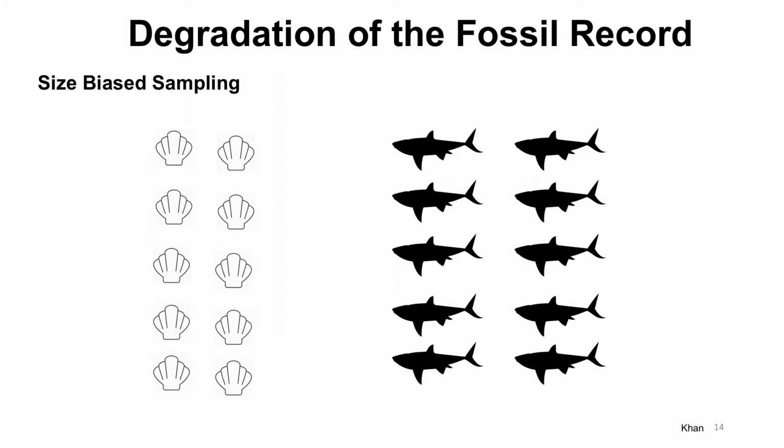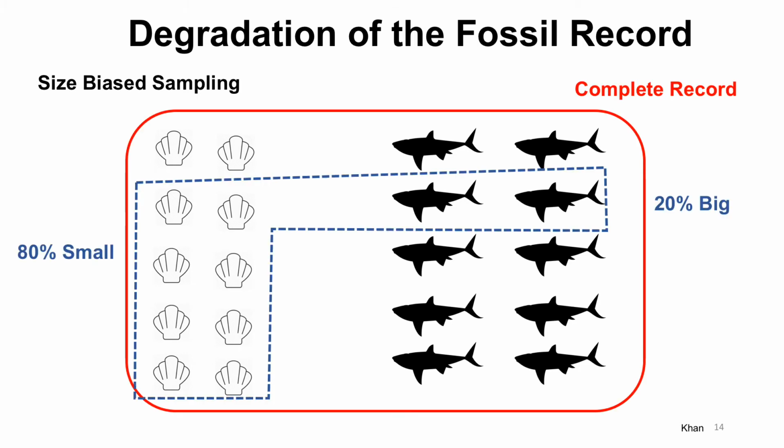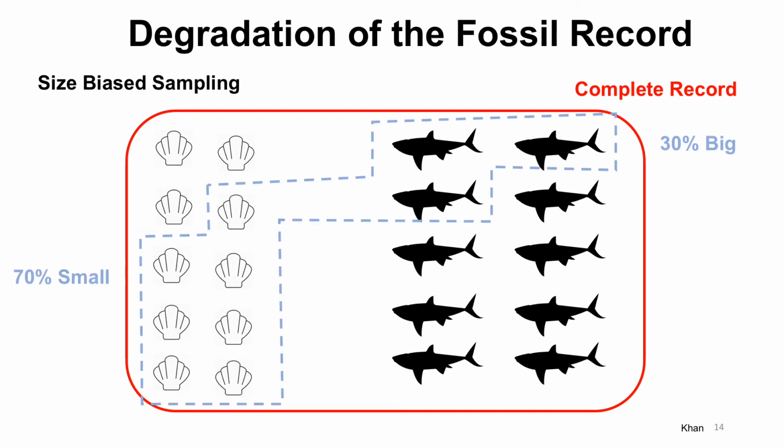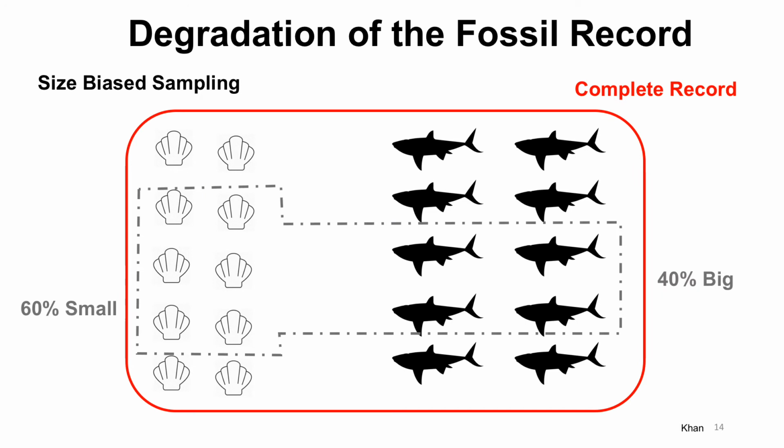We also introduce size bias sampling when we decrease our fossil records unevenly. As demonstrated by the cartoon, the complete record includes 10 small taxa and 10 large taxa. When we weight our sampling, we collect 80% of the shells and 20% of the sharks, 70% of the small taxa and 30% of the big, or more evenly with 60% of the shells and 40% of the sharks.